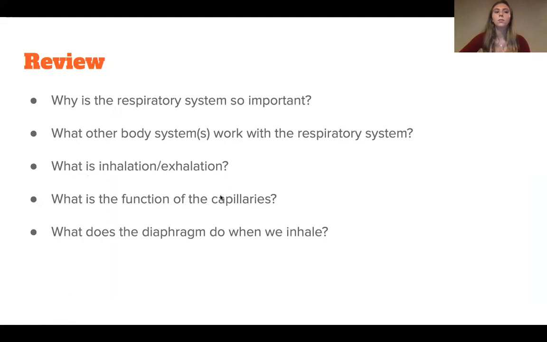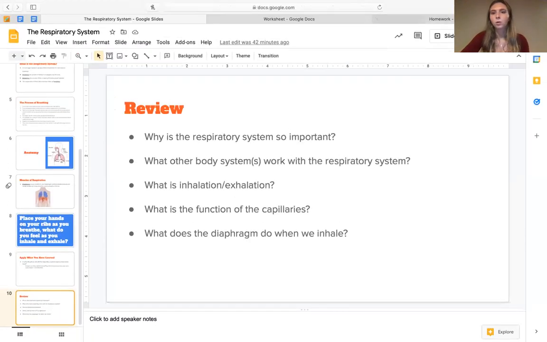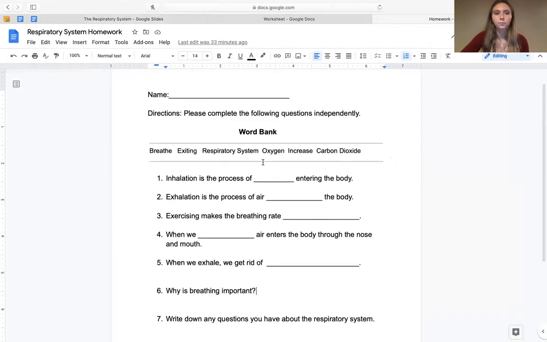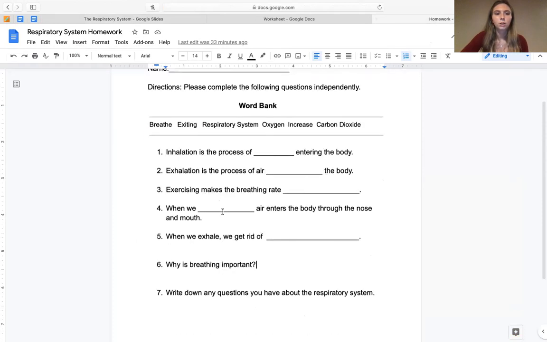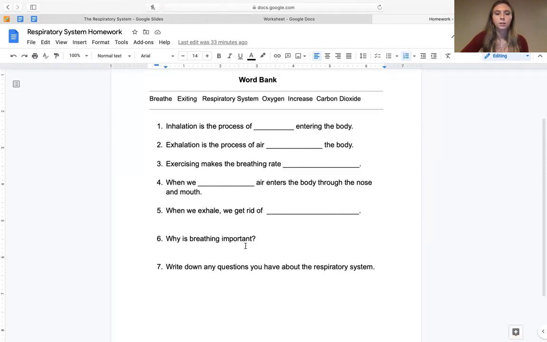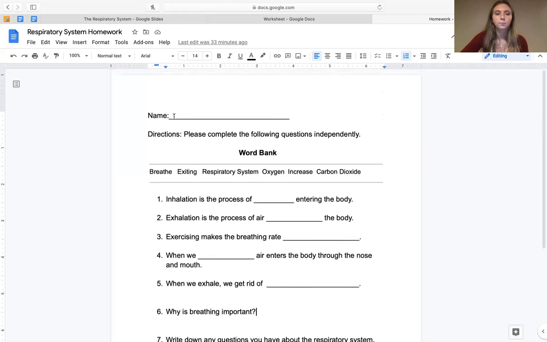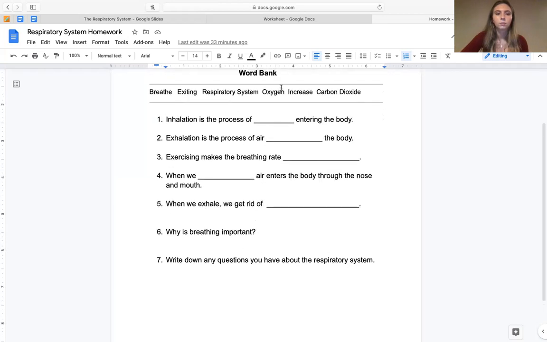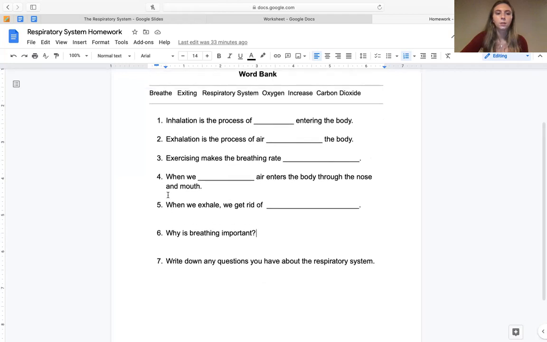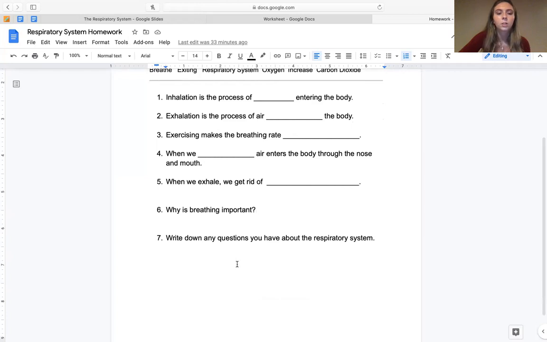So after we cover all of those review questions, I would ask them open-endedly to the class. Then I would assign the homework, which is right here. So the homework is just fill in the blank and short answer. And it goes over some vocabulary covered in the PowerPoint presentation. And then it asks why breathing is important, and then any questions they have about the respiratory system. That way they can write them down and we can go over them in the next class.